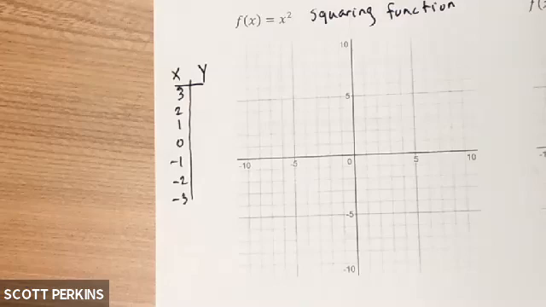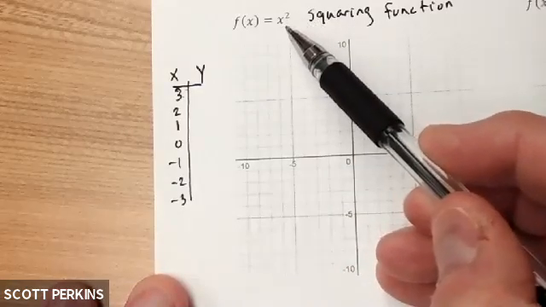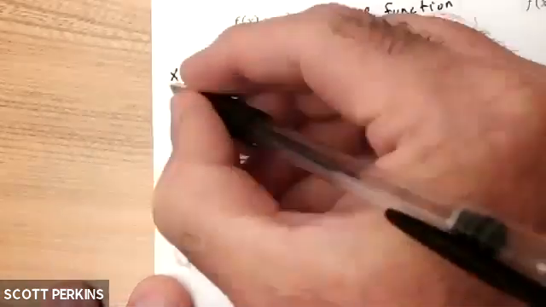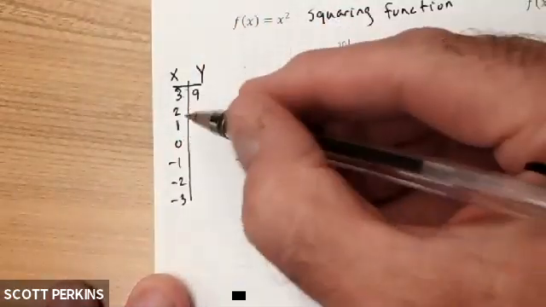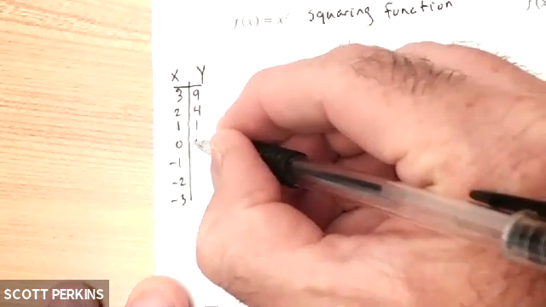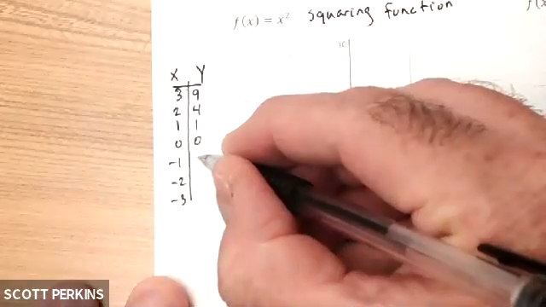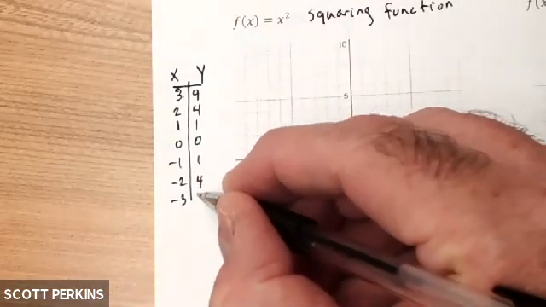Now this next bit, I would assume you come into this class with this particular skill, but just in case not, we're going to take each of these values and plug it into the function. So what do I get when I put 3 into my squaring function? What's 3 squared? 9. Perfect. I heard a lot of voices. That makes me happy. How about 2? What's 2 squared? 4. 1 squared? 0 squared? -1 squared? Perfect. -2 squared? And then -3 squared?